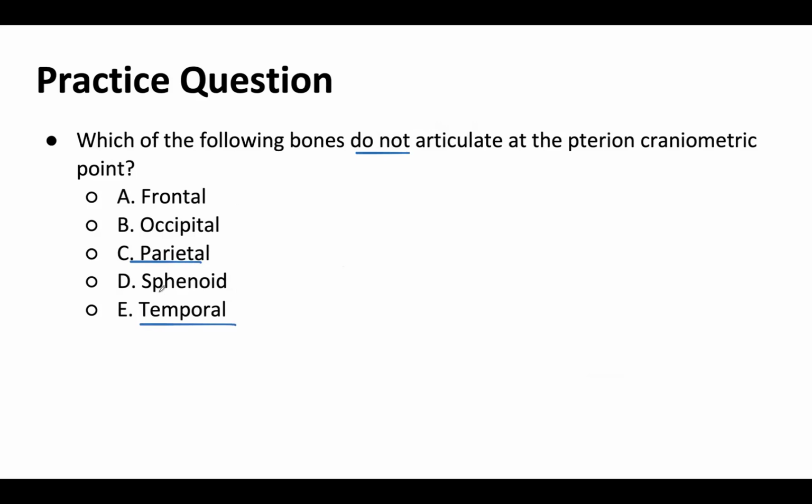The sphenoid is a very small part of the calvaria, but that small portion is on the lateral wall. So we're going to put this one in there. So we're left with these two. Is it the frontal or is it the occipital bone? Both form smaller portions of the lateral wall. Really, the frontal forms a little bit more than the occipital. But pterion is also going to be located a bit more anteriorly in general. So frontal is going to be our fourth bone, meaning that occipital is going to be our correct answer. It does not articulate at the pterion craniometric point.